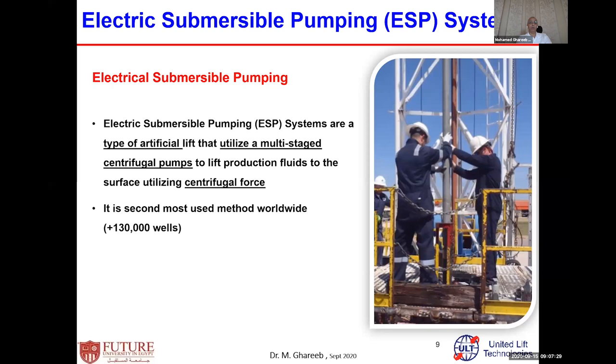As I mentioned before, it's the second most used system in terms of the number of wells. Worldwide, there are almost more than 130,000 wells running with ESP, and the number is growing steadily because the technology and the envelope of application for this system have increased and widened. In the past, everyone knew that the electric submersible pumping system could be used only for high volume wells. Yes, it's the best type of application for high volume wells. But currently, due to improvements in technology, it can even be used for low production wells, like 150 barrels, 200 barrels, up to that.